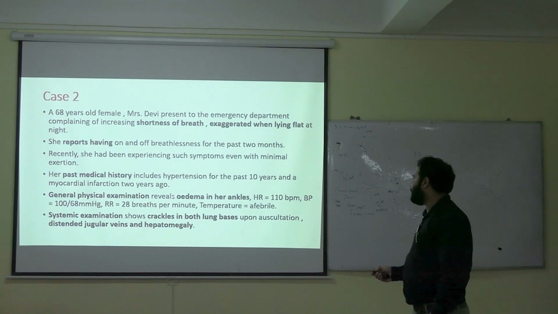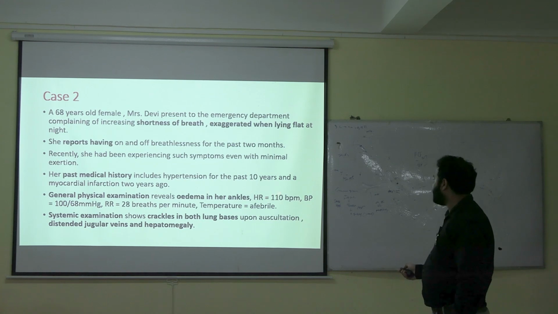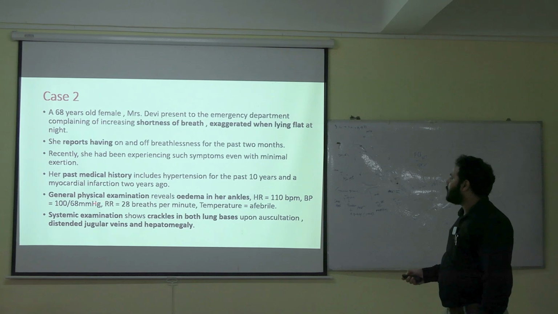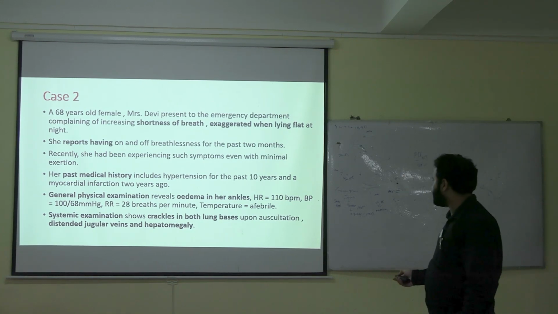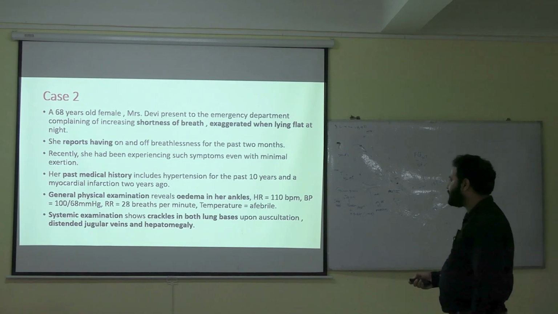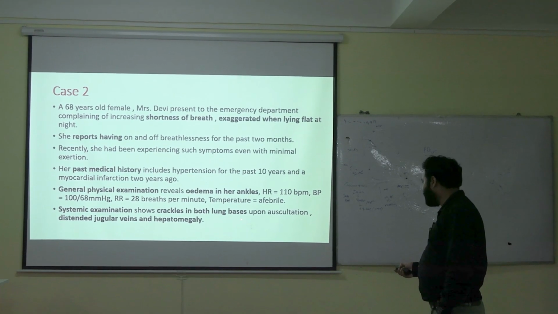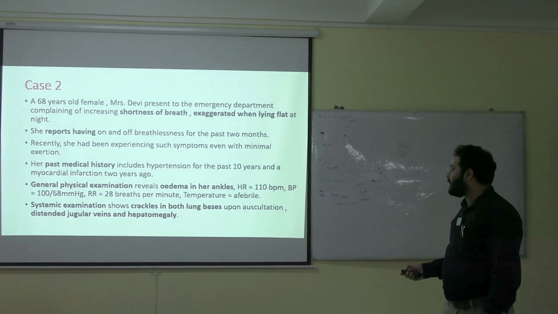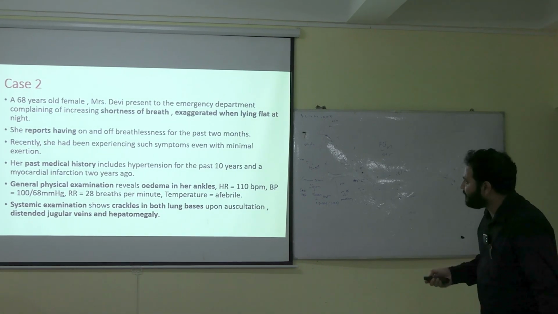General physical examination reveals edema in her ankles. The heart rate is 110 beats per minute, blood pressure is 100/68, respiratory rate is 28 breaths per minute, and temperature is febrile. Some information about systemic examination is also given: crackles in both lung bases on auscultation, and distended jugular veins and hepatomegaly. So there is a lot of information given in the case too.